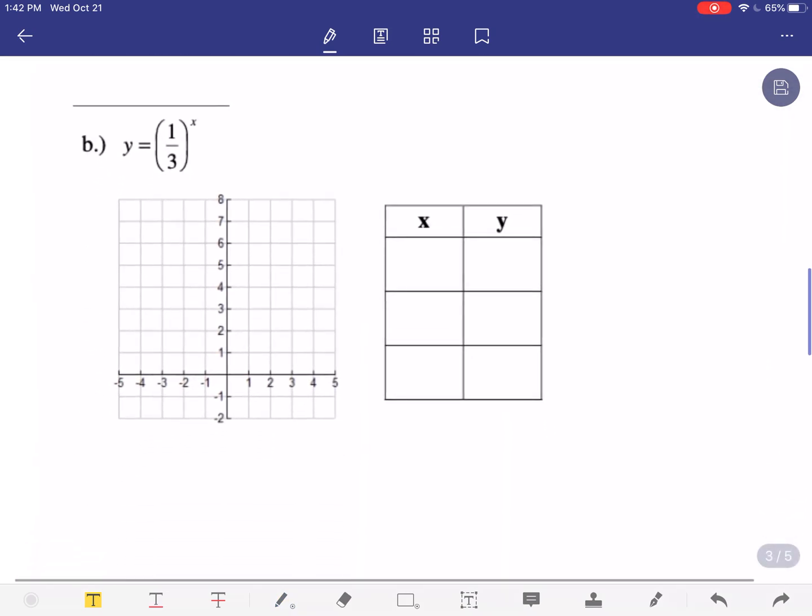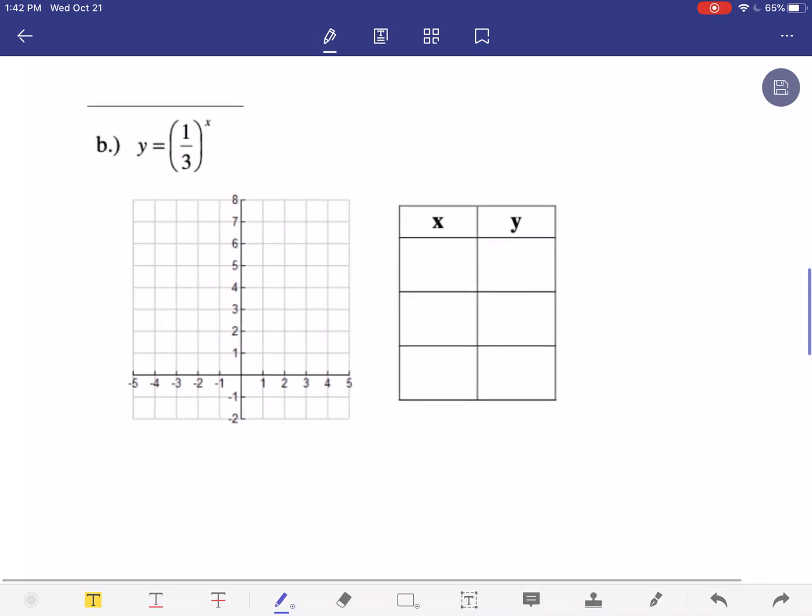Okay, the next example, we can see we have a fraction for our b number, which is going to be decay, and that's going to turn your graph the opposite direction, and it's going to come down and curve down the other way. So let's get some ordered pairs and see what that might look like. We'll use the same numbers for x: -1, 0, and +1. Those are 3 good ones usually to use for your xy chart.